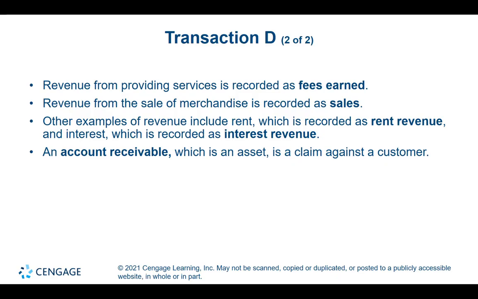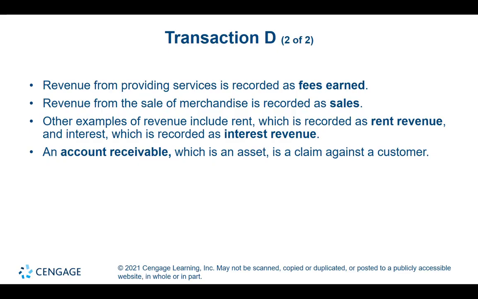There are various types of revenue. Costco, besides the selling of goods and services, has membership fee revenue. Amazon has commission revenue. In this book, revenue from providing services we will refer to as fees earned. Revenue from the sale of merchandise will be called sales. Other examples of revenue include rent revenue and interest revenue.